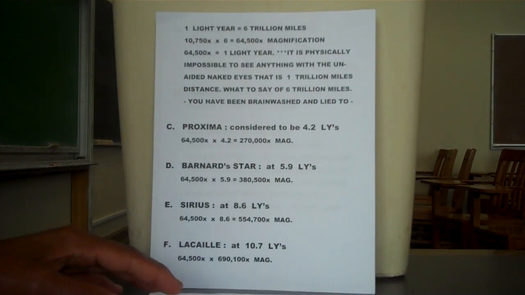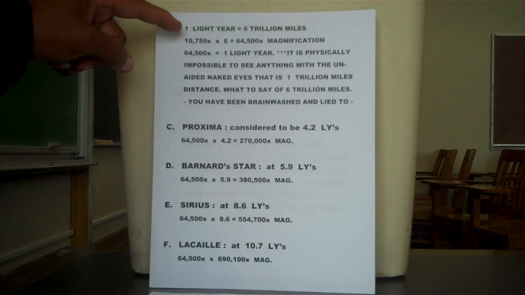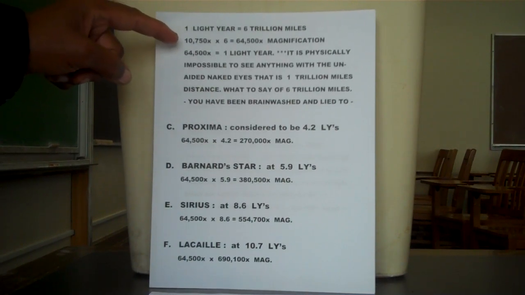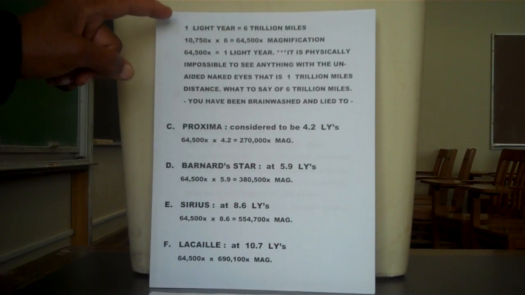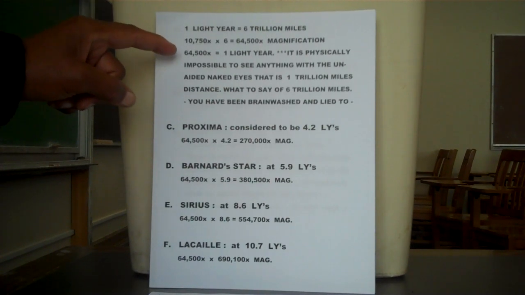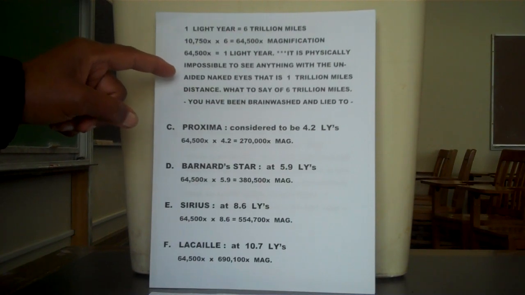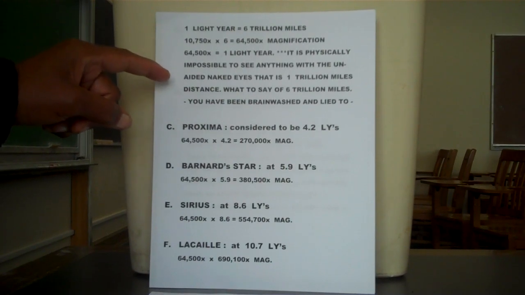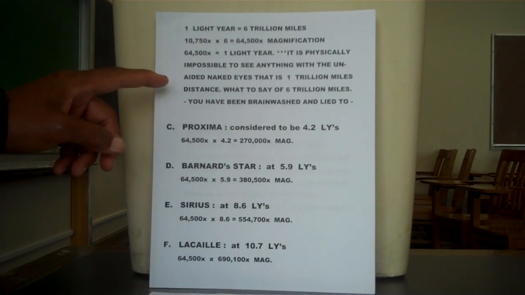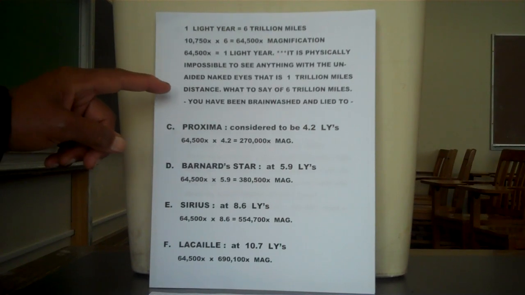Let's continue, please. 1 light year is equal to 6 trillion miles, such that 10,750x times 6 equals 64,500x magnification. 64,500x magnification equals 1 light year. It is physically impossible to see anything with the unaided naked eyes that is 1 trillion miles distance. What to say of 6 trillion miles? You have been brainwashed and you have been lied to.